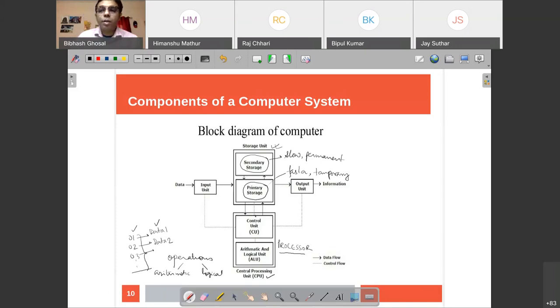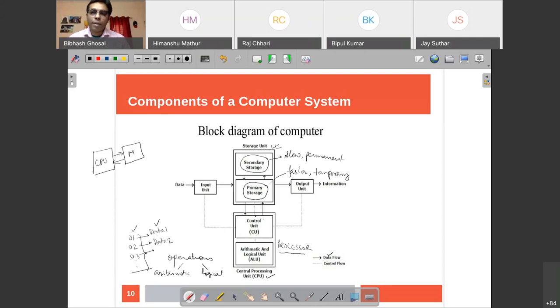But why do I need that? I need it because it's very fast. So CPU and primary storage, they interact. That is shown by this line called data flow. Data moves from storage to CPU or from CPU to storage. So the CPU, the processing unit, interacts with the memory. This is how they talk to each other.